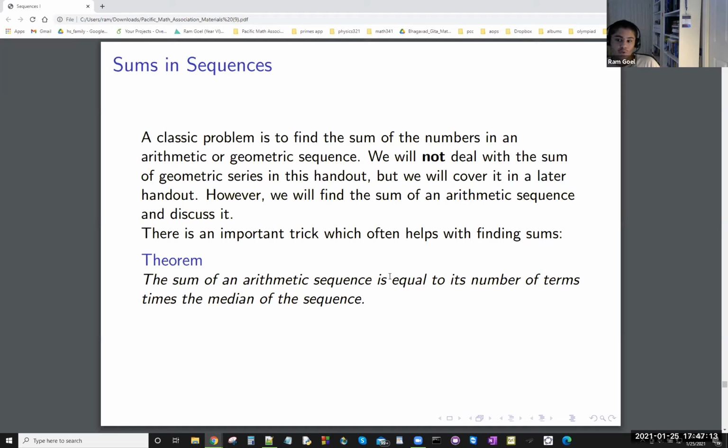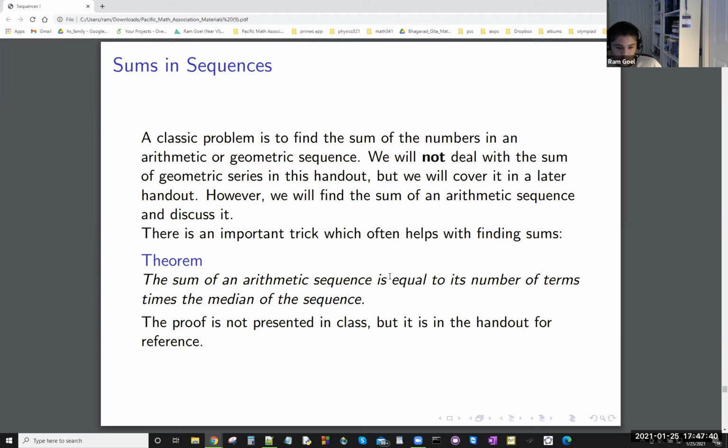Now, this often helps when you don't exactly know what the common difference is or the first term, but you somehow can figure out the median. So this trick does help a lot. You can prove this using algebra, but it's nothing too fancy. You basically just write out the sequence as a plus d, a plus 2d, and so on, and find its sum. The proof is covered in the handout, which is on the website, but we're not going to cover it here. Just know that this trick exists. So if we're trying to find sums in arithmetic sequences, it's going to equal the number of terms times the median of the sequence. Again, this only works for finite sequences.